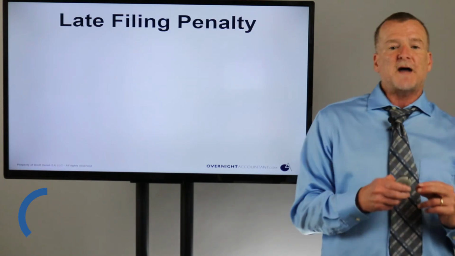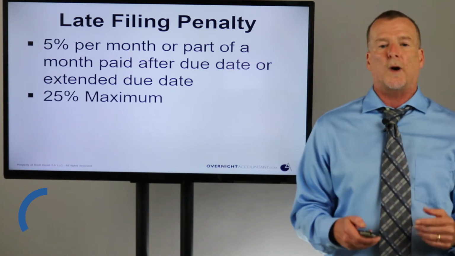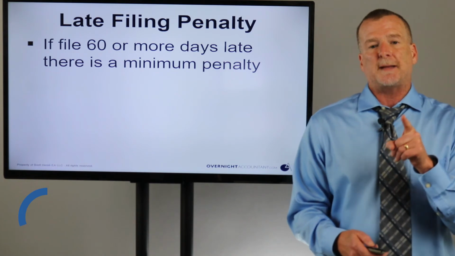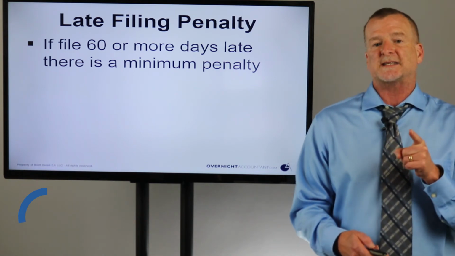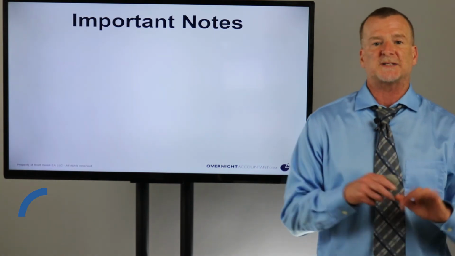Okay, let's go to the late filing penalty. 5% per month or part of the month the tax is unpaid. This is the big one. This is the one you don't want. 25% maximum. If you file 60 or more days late and haven't paid the tax you owe, there's a $425 minimum. You don't want that. That's horrible.